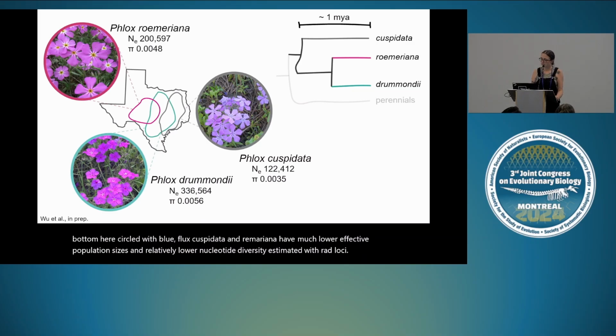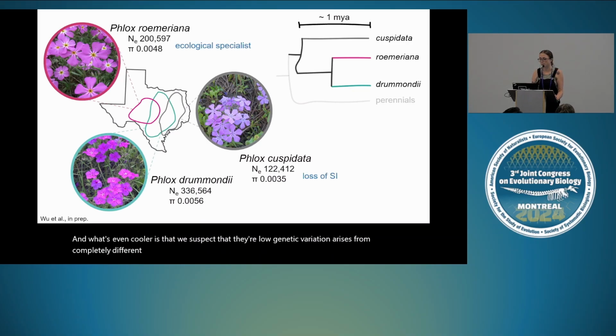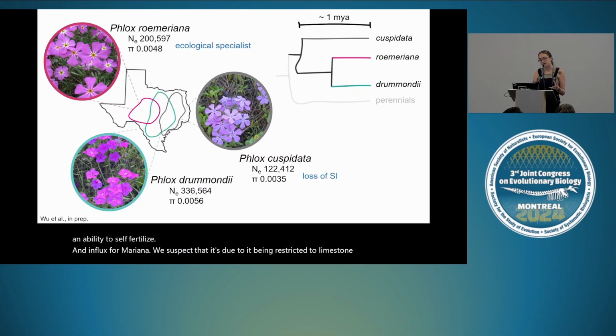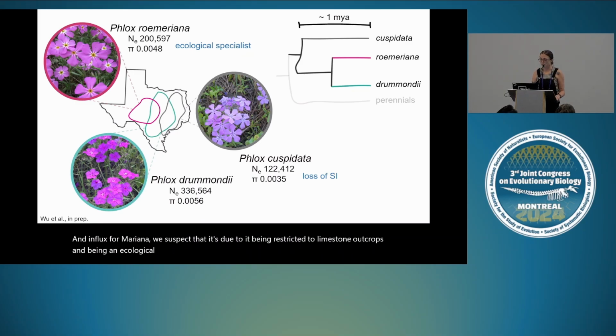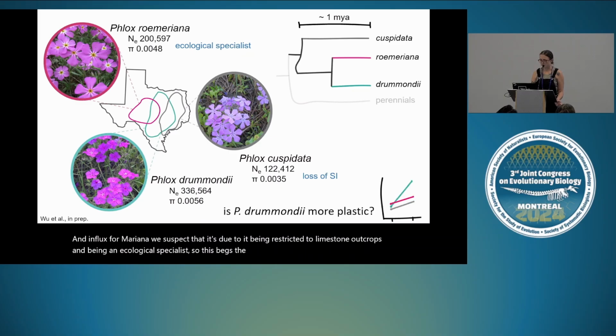And what's even cooler is that we suspect that their low genetic variation arises from completely different evolutionary histories. For Phlox cuspidata, we think it's likely because of a loss of self-incompatibility mechanisms, or an ability to self-fertilize. And in Phlox roemeriana, we suspect that it's due to it being restricted to limestone outcrops and being an ecological specialist. So this begs the question, given that Phlox drummondii has higher standing genetic variation, is it more plastic?